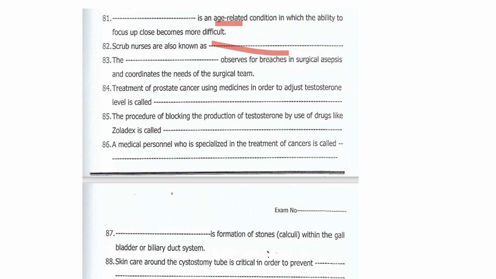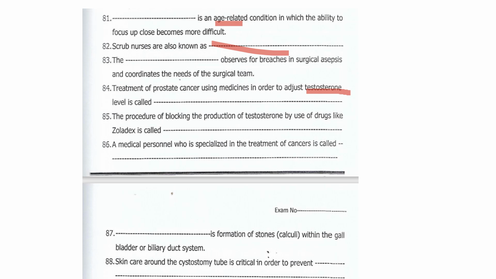84. The question says the treatment of prostate cancer using medicines in order to adjust testosterone hormone level is called hormonal therapy.